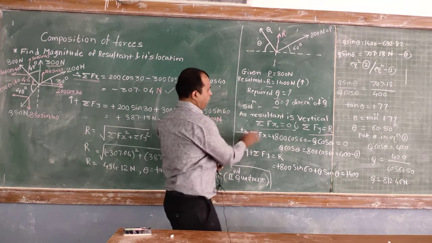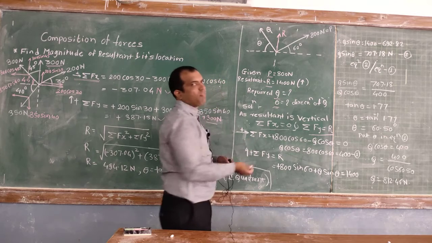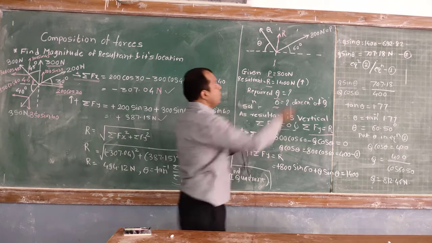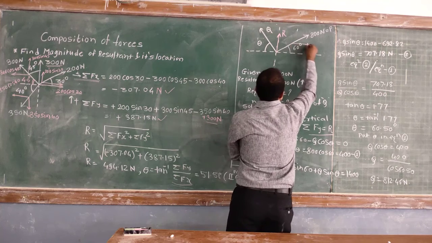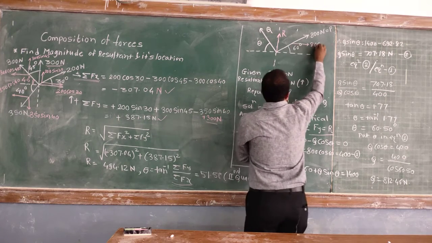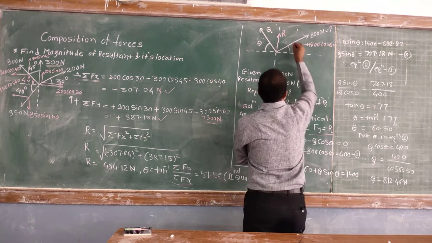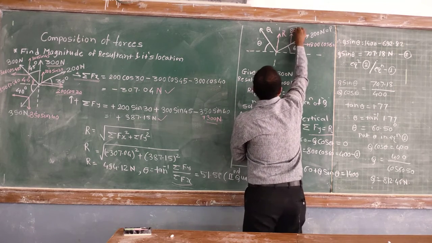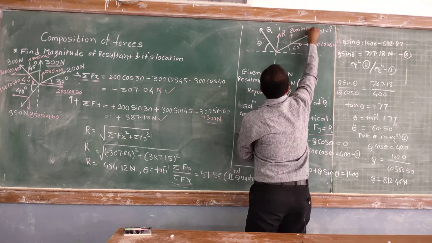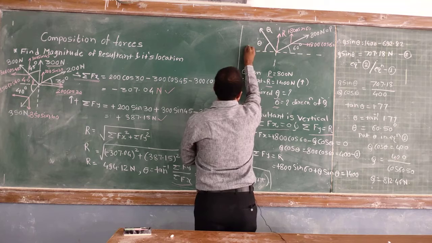Now, what is the summation of Fx? It is the summation of all the forces in the x direction. Resolve these forces. What is the component of P in the x direction? The x component is 800 cos 60, it is plus because it is in the first quadrant. The y component is 800 sin 60, which is again positive.